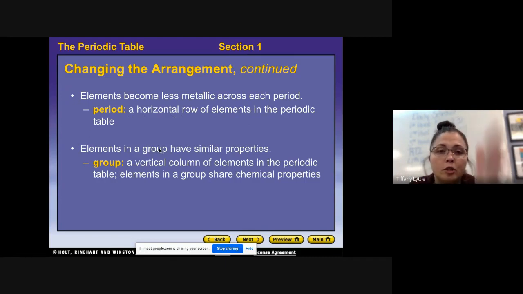Elements in a group have similar properties, and a group is a column. So it's a vertical column of elements, and we need to know that everything in that group shares certain similar chemical properties. Again, things in a group are not exactly alike, but they are similar, kind of like your group of friends. You're not all going to be exactly alike, but you share similar interests or ideals or whatever it is that makes you be friends.